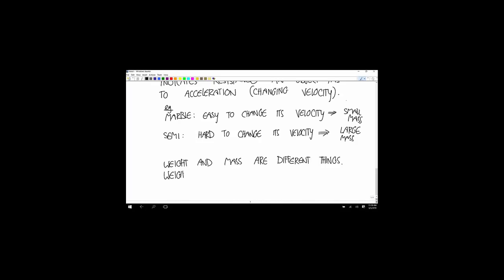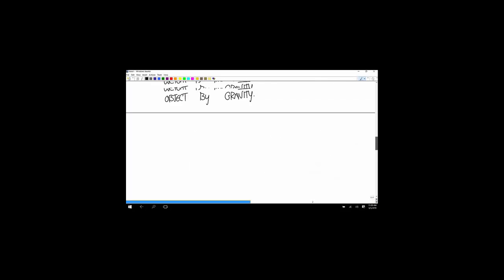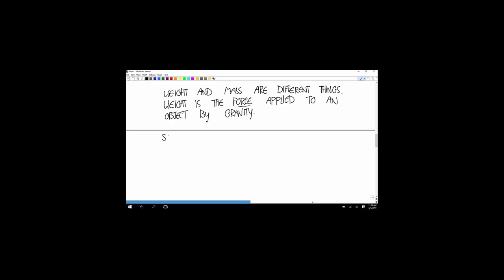The weight is the force applied to an object by gravity. Okay. So if there's no gravity, there's no weight.